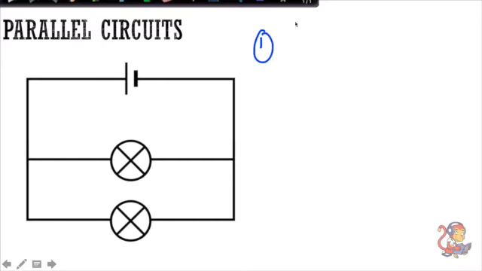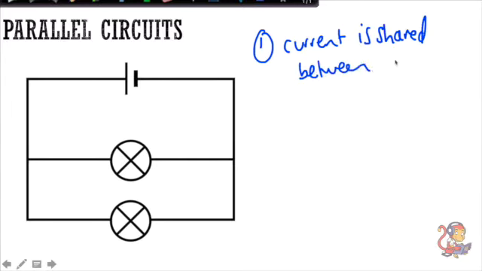The first one is the idea that the current is shared between components, or shared between the branches. So to understand this idea about why current is shared, let's think about what's happening.